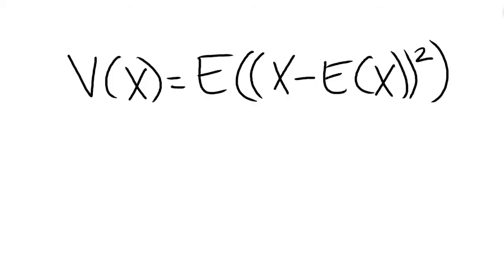And now let's look at how we would calculate these. Well, this is what the variance is. The variance of x is the expected value of (x minus the expected value of x) squared. So you take this difference and you square it, and then take the expected value of that. And that is the variance of x.